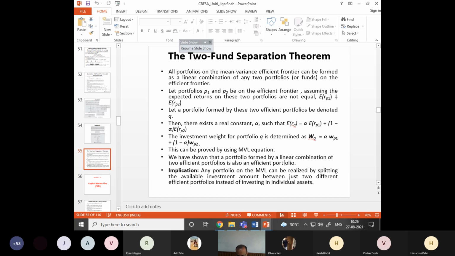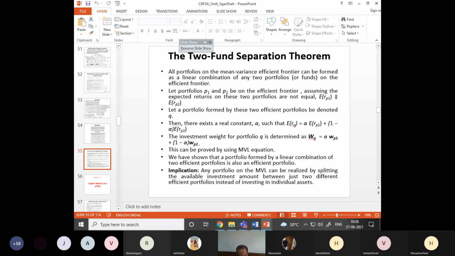And this is all because we have a linear equation of MVL, that MVL is minimum variance line. Because of that linear relation between W and ERP, we get this. So if I know two portfolios, the third portfolio is just a linear combination of them, its expected return as well as the weight vector. From that, we can find the corresponding risk. Now there is an implication, meaning the reverse thing.